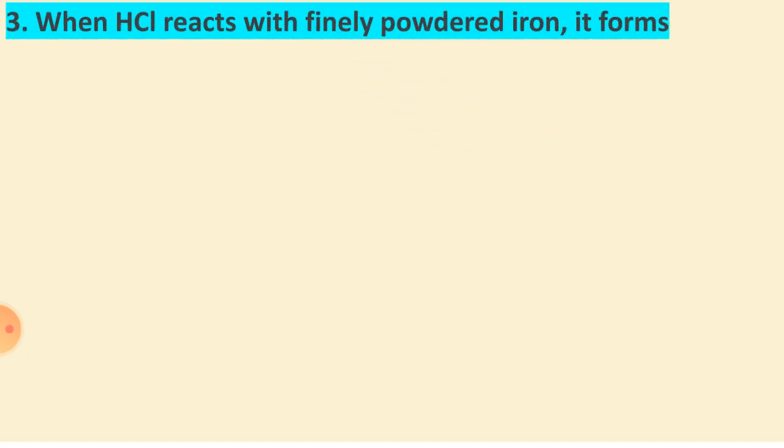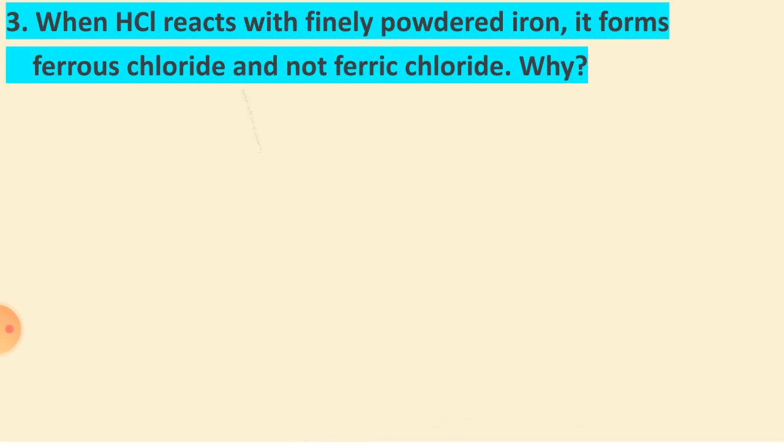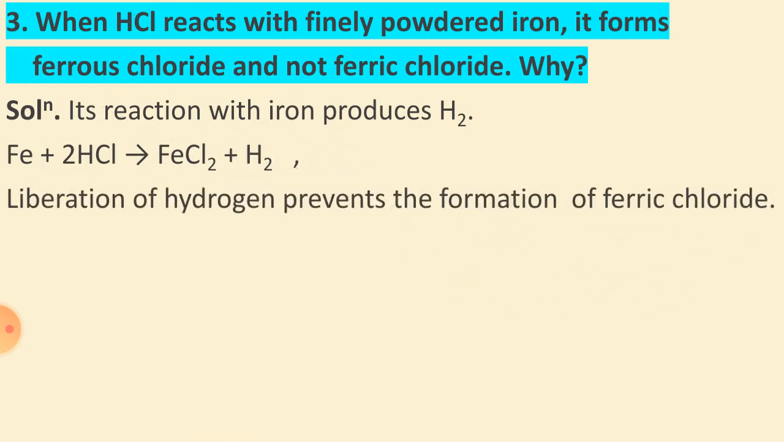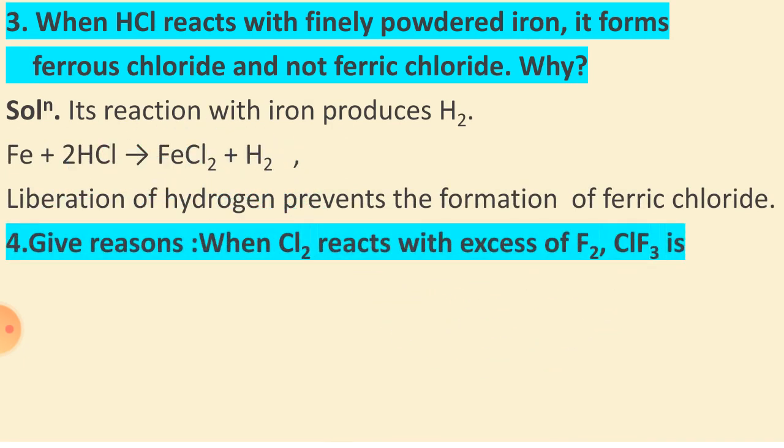Now question number 3. When HCl reacts with finely powdered iron, it forms ferrous chloride, not ferric chloride. This is also a very important question. Its reaction with iron produces H2 gas. So look at the reaction, and this liberation of H2 gas prevents formation of ferric chloride. So this is also a very important question.